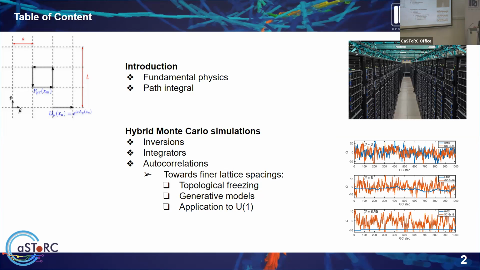So the inversions, we need to invert the Dirac operator. Then we have numerical integrators, which we have to tune. And then at the end of the talk, a larger section on autocorrelation and how one can try to overcome so-called topological freezing by using machine learning methods.